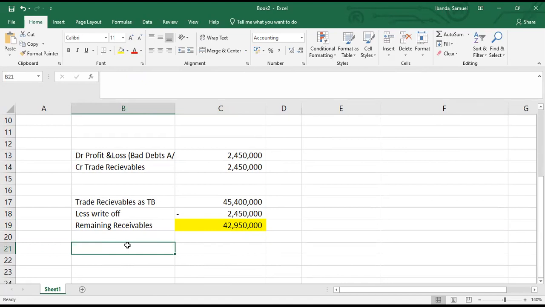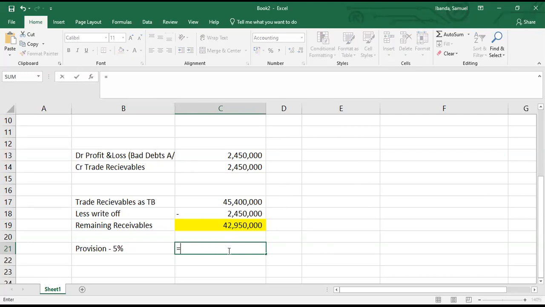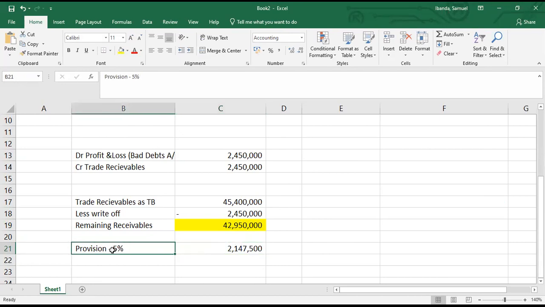And then for what I remain with, I'm now going to make a provision. Remember, they are telling us that the new provision will be at 5%. So I'm going to do 5% of this value. So I'm going to do 5% times 42,950,000 to give me 2,147,500. So this is a provision for bad debts.